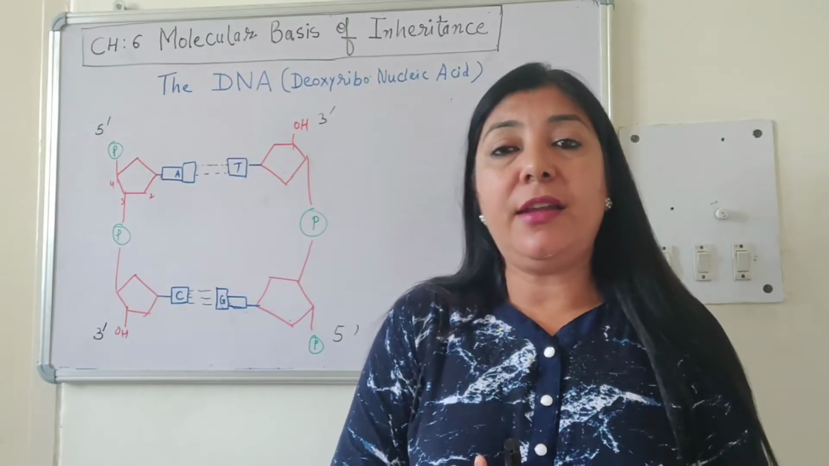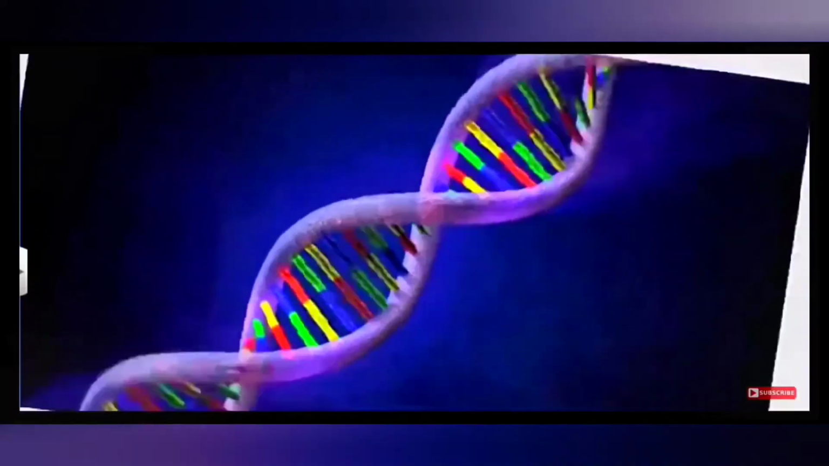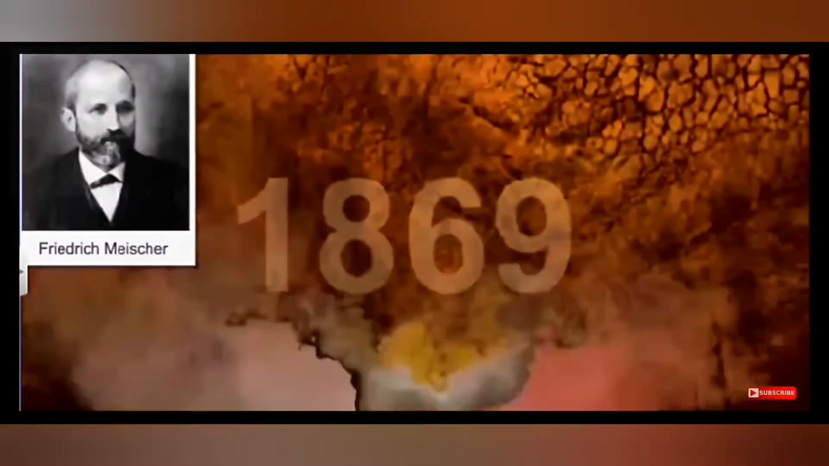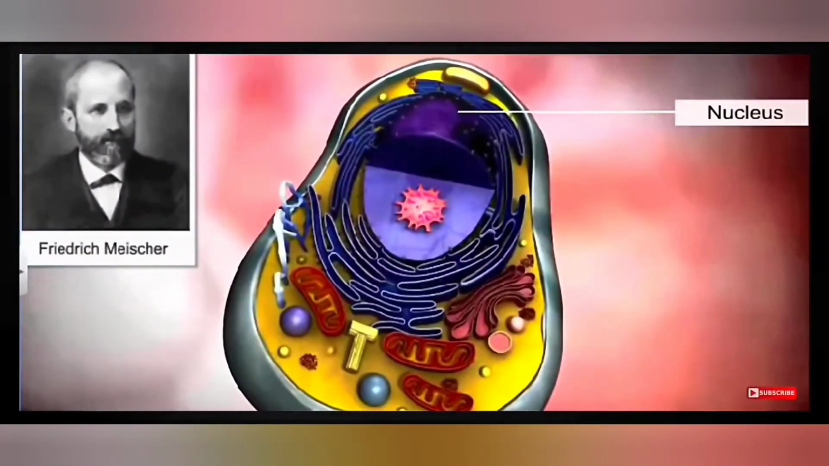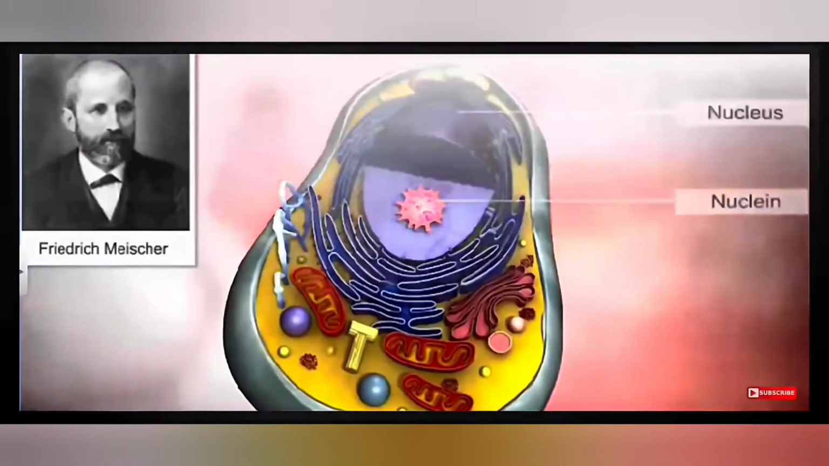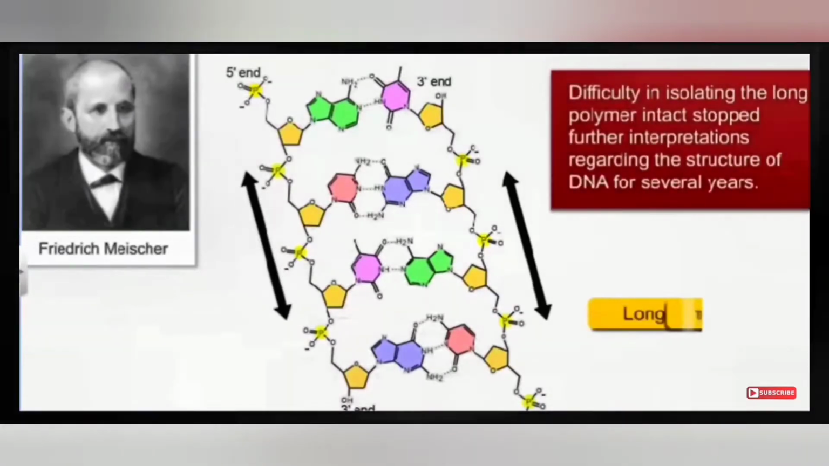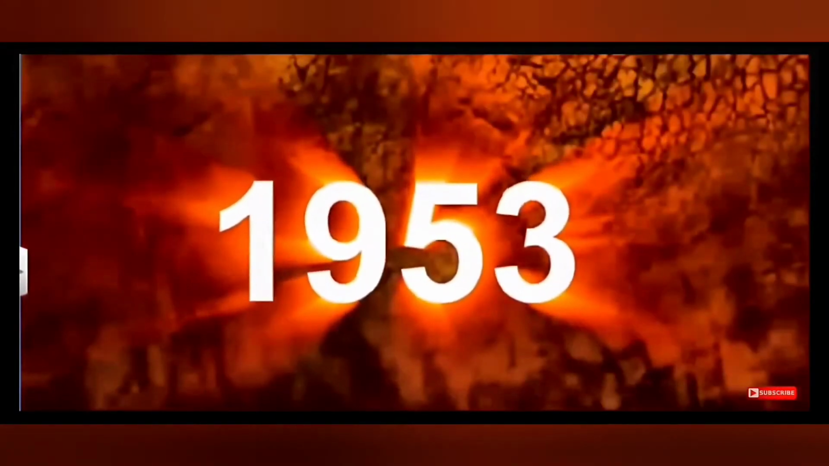Okay. So now we will study the most famous model of DNA proposed by Watson and Crick, which is called the double helical model of DNA. Before going into the details of the double helical model, we must know that in 1869 itself, Frederick Miescher had observed DNA molecule in the nucleus of pus cells and named it nuclein. But at that time, because of technical limitations, the isolation of such a long polymer could not be done. As a result, the structure of DNA was not known in detail for a long time.